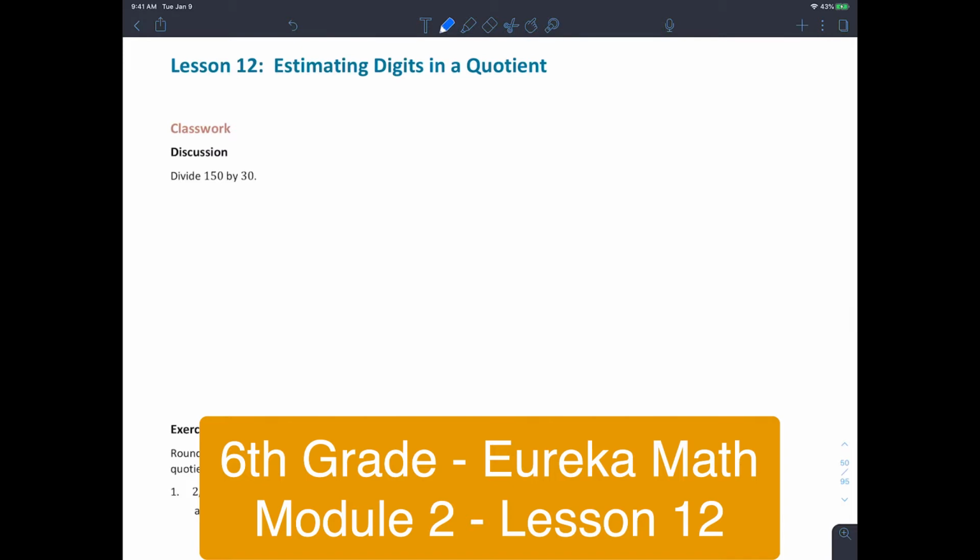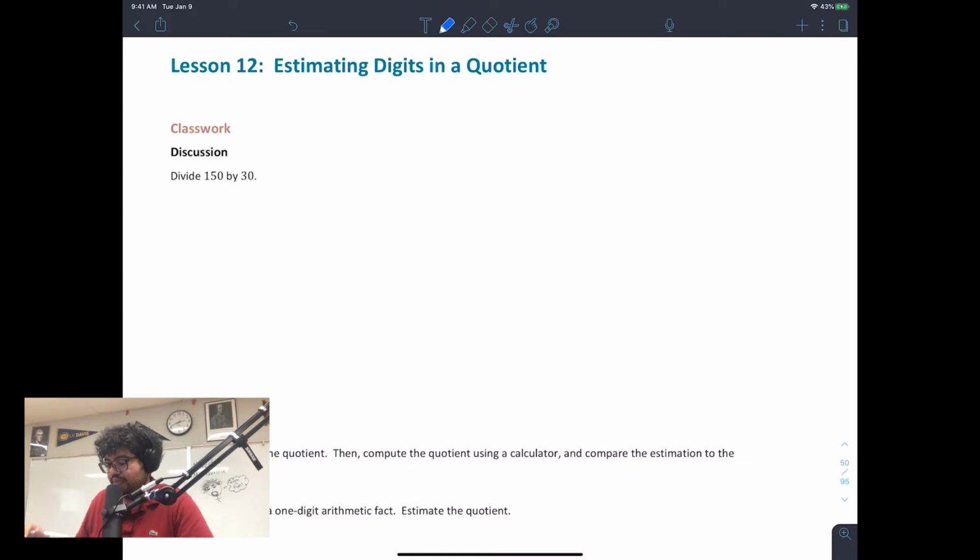So let's get started. To get us going here, we have a division. We're supposed to divide 150 by 30. Now, we've learned in previous lessons, in previous grades, that you can do 150 divided by 30, right? So this is your traditional long division method, which by this point you should have learned in previous grades.